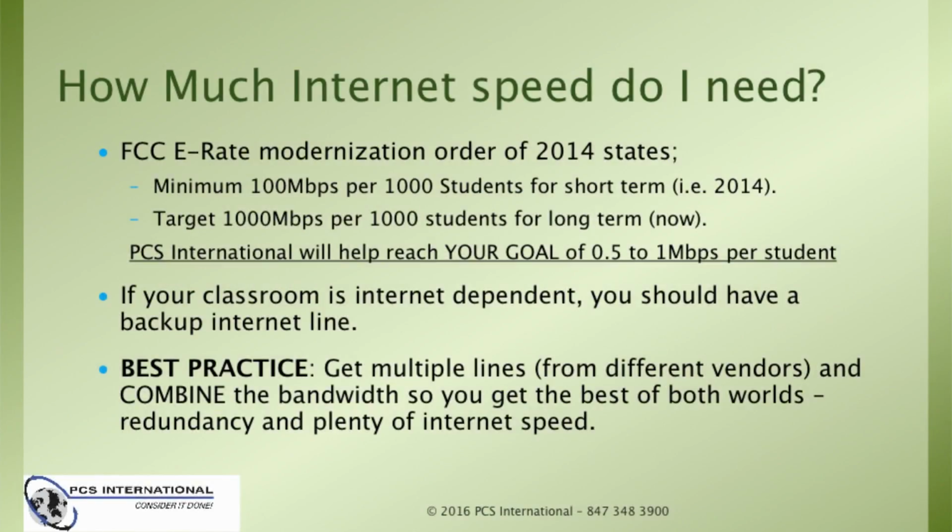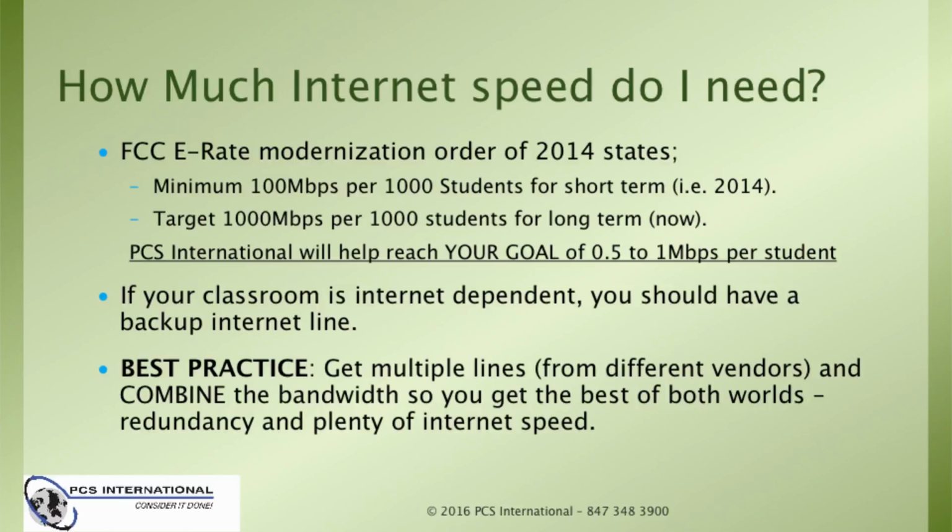How much internet do I need? That's a very common question. Well, the FCC E-Rate Modernization Order of 2014 states that the minimum for internet as of 2014 was 100 megabits per 1,000 students. And that was in 2014. Today, the target is 1,000 megabits, or 1 gigabit, per 1,000 students.